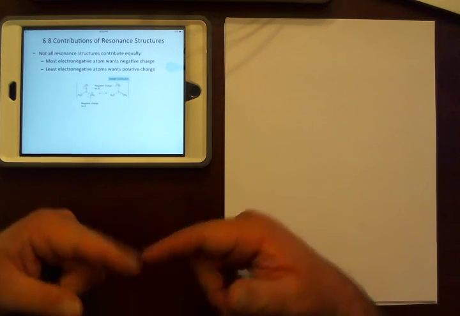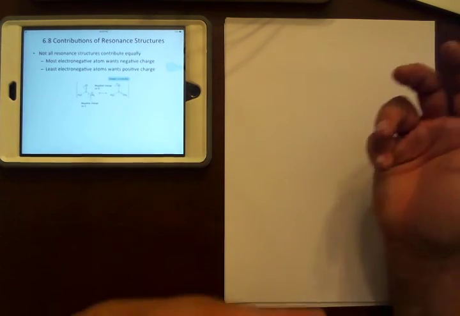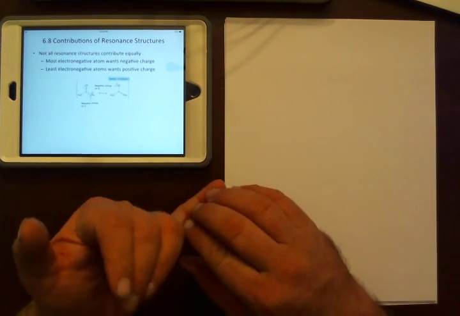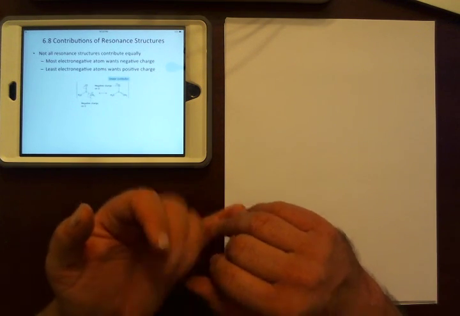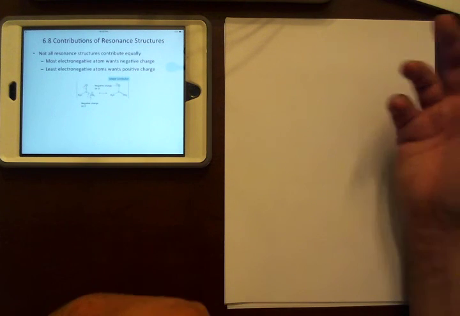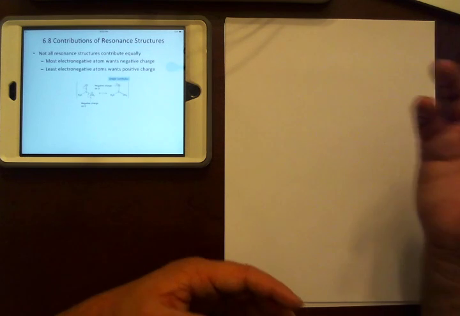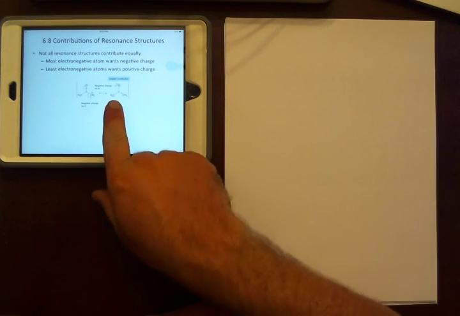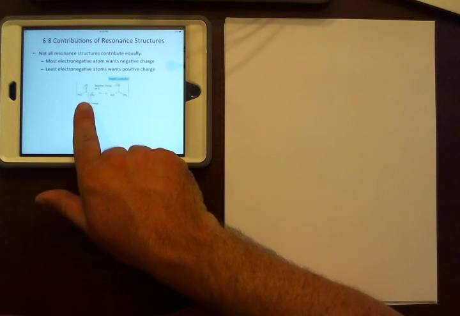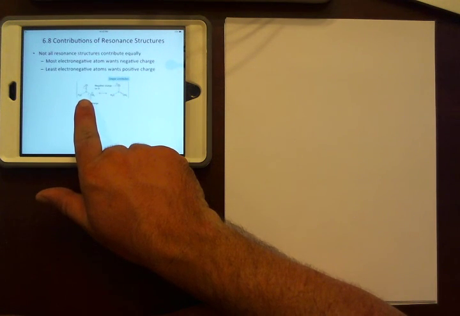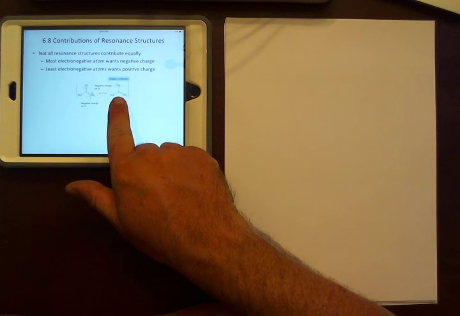But the other thing you can look at is, if you do have a charge, where is it? The most electronegative atoms are going to want a negative charge. If you can put a negative charge on an oxygen versus a carbon, oxygen is more electronegative, so that's where it's going to want to be. In this structure, the negative charge is on oxygen; in the other, it's on carbon. So you want the negative charge on the oxygen.